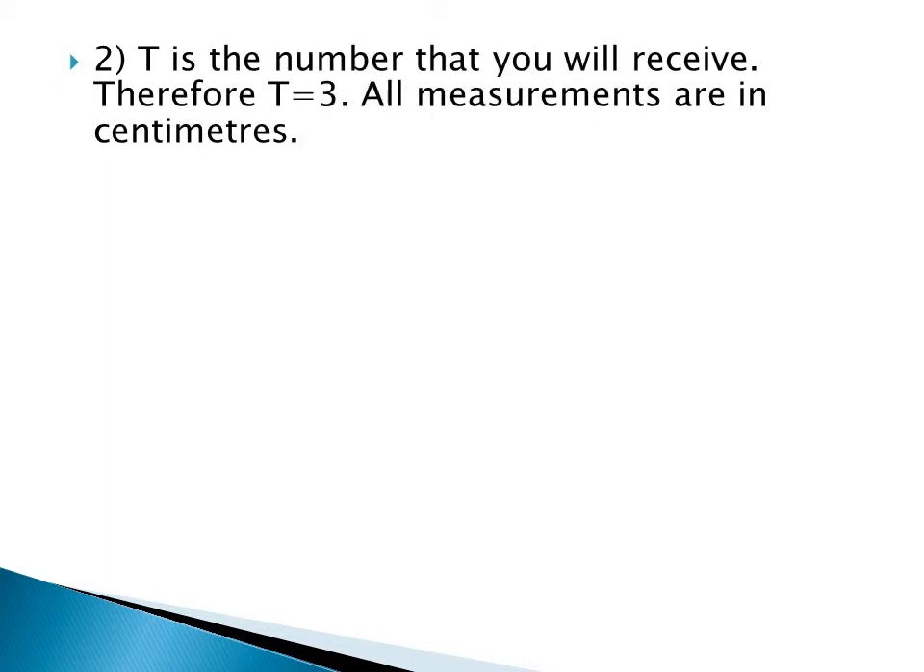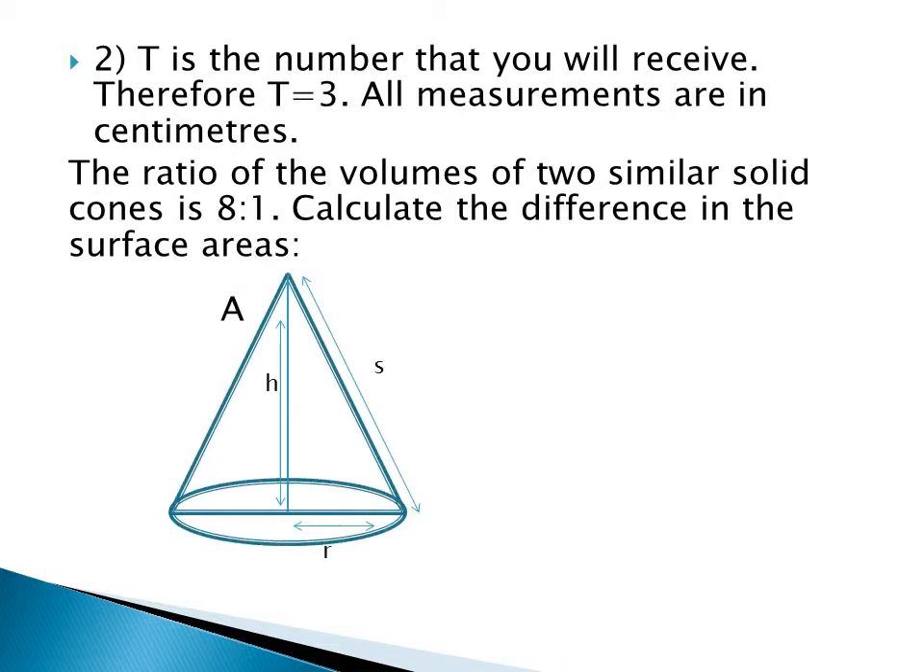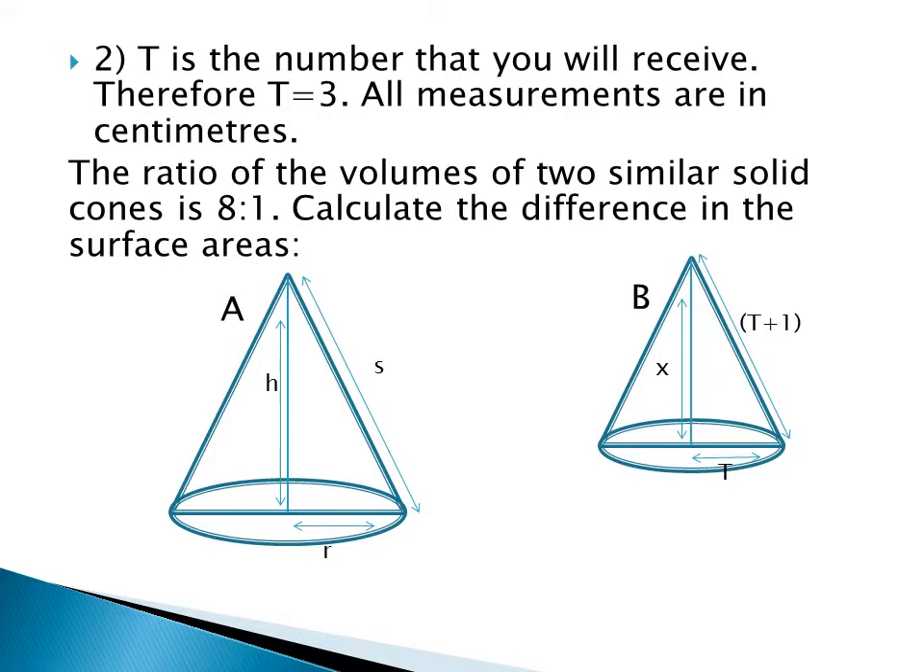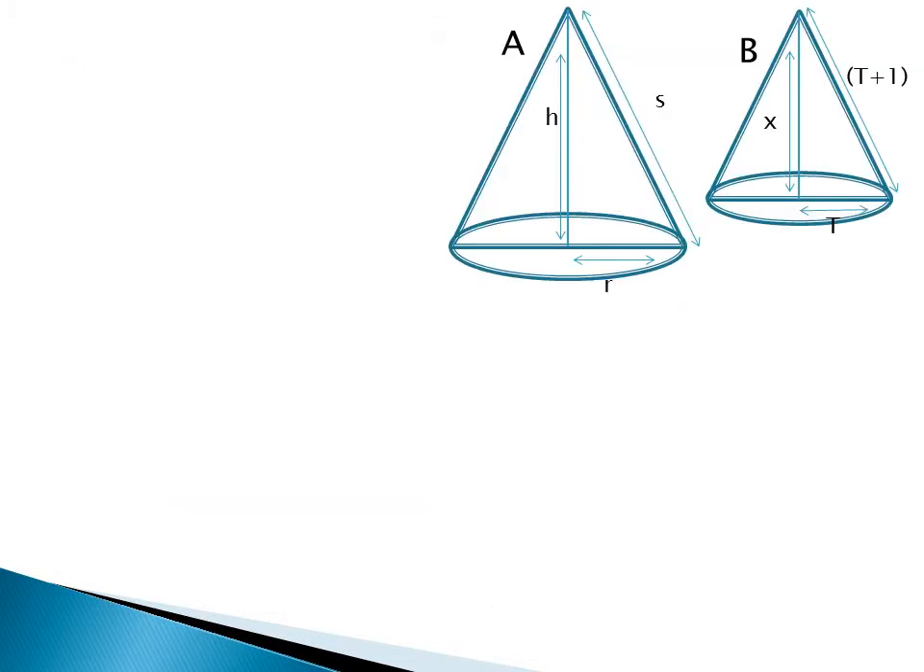Question 2. T is the number that you will receive, therefore T equals 3. All measurements are in centimetres. The ratio of the volumes of two similar solid cones is 8:1. Calculate the difference in the surface areas. Your answer should be in the form alpha pi centimetres squared and pass on 1/7 of alpha.